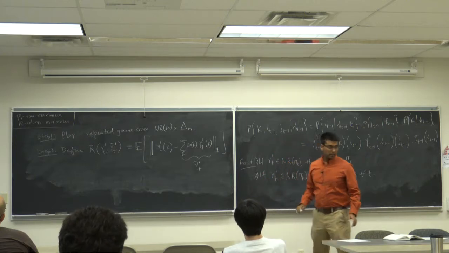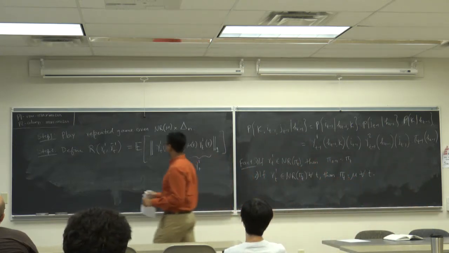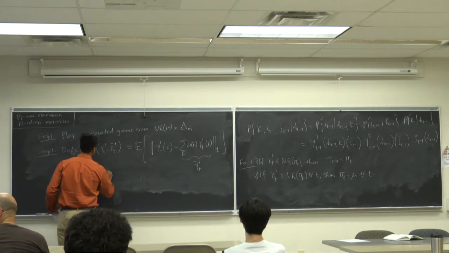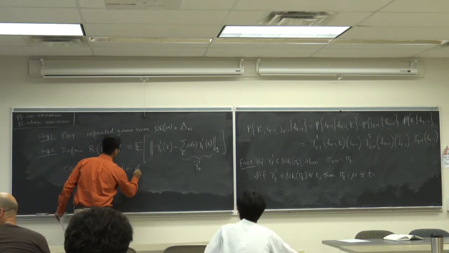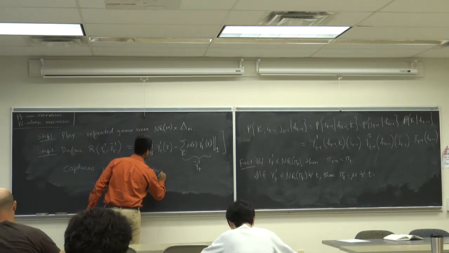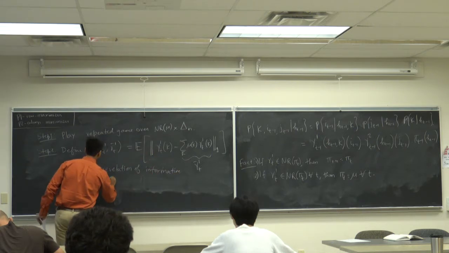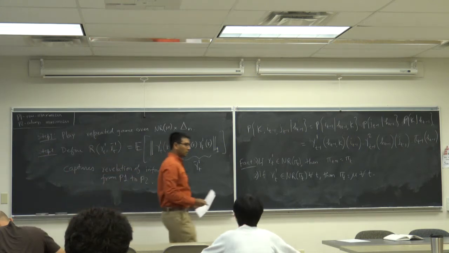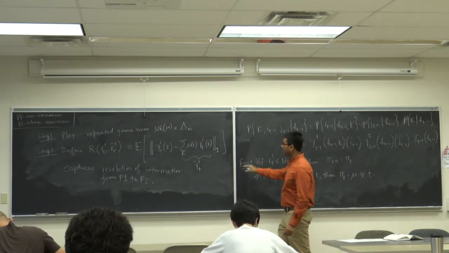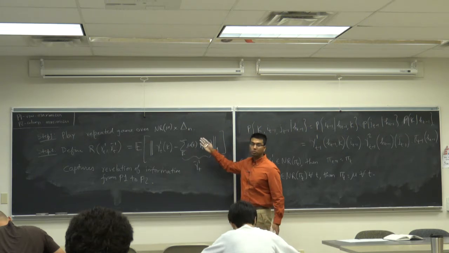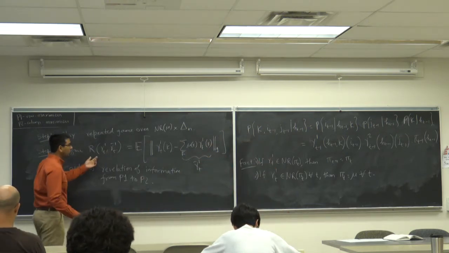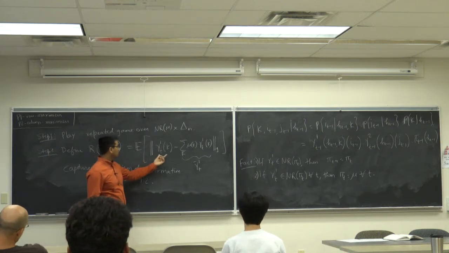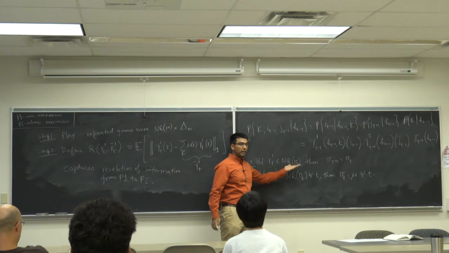Okay, one norm. And this basically captures revelation of information from P1 to P2. Okay, this quantity. I mean, of course, if he was playing according to a non-revealing strategy, then this is going to be equal to zero. Okay, so what you can show actually is R of gamma 1 bar is going to be equal to zero if and only if gamma 1 of t is in the non-revealing strategy at mu.